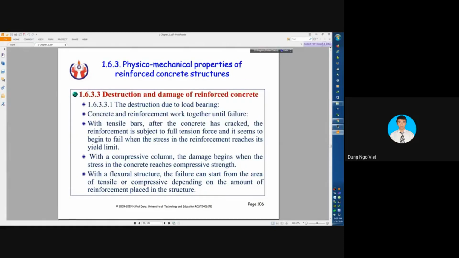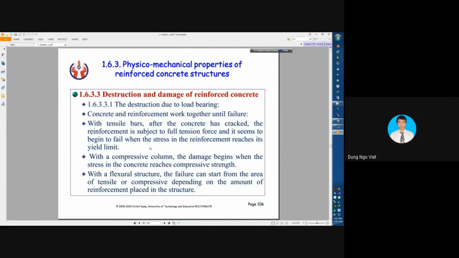This one is the destruction and damage of reinforced concrete. The first one is the destruction due to load bearing. Concrete and reinforcement work together until failure, and with a tensile bar after concrete has cracked, the reinforcement is subject to full tension force, and it begins to fail when the stress in the reinforcement reaches its yield limit. So that means when the stress of the steel reaches its yield limit, the tensile bar begins to fail.